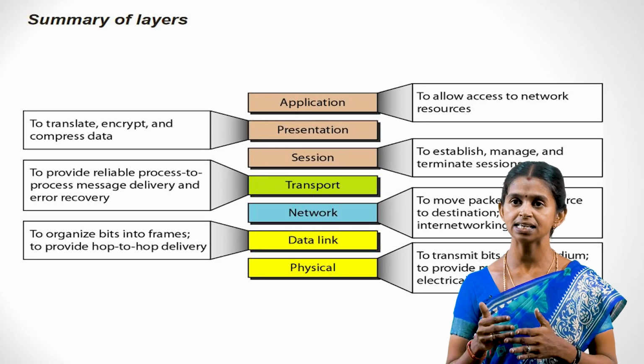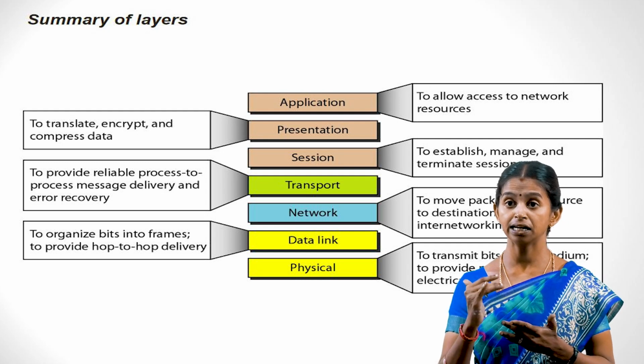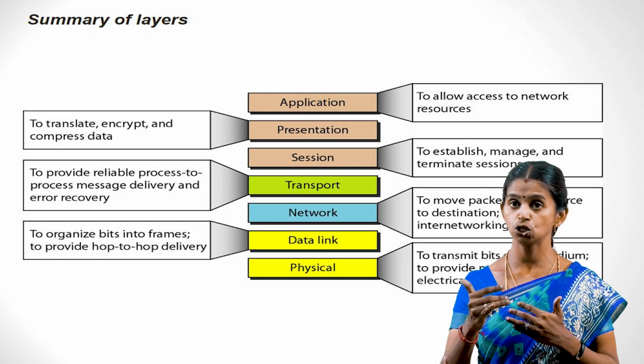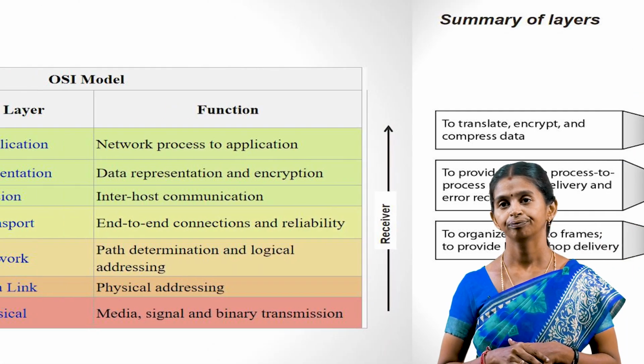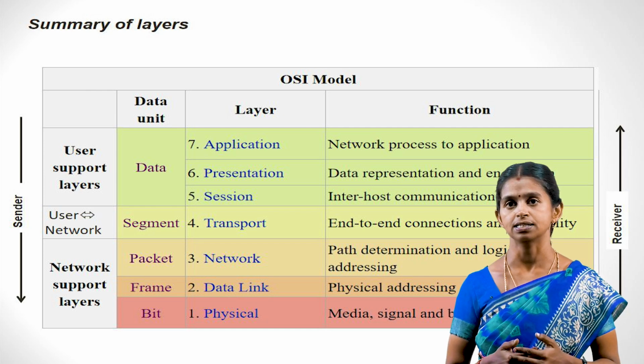A summary of the layers is displayed here: physical, data link, network, transport, session, presentation and application layer. The OSI model and its layers, and how the data is used, are displayed here for your reference.